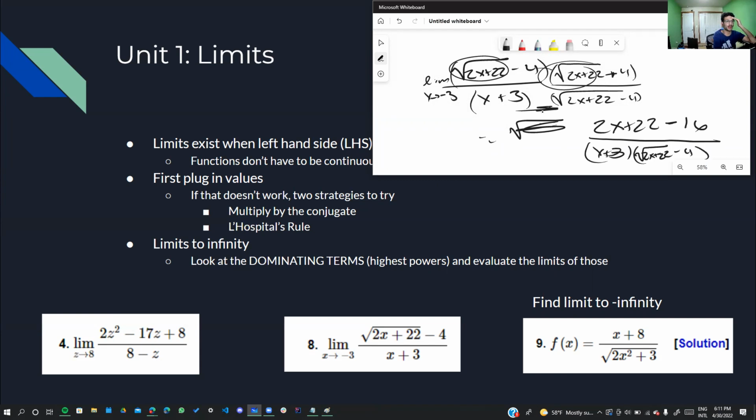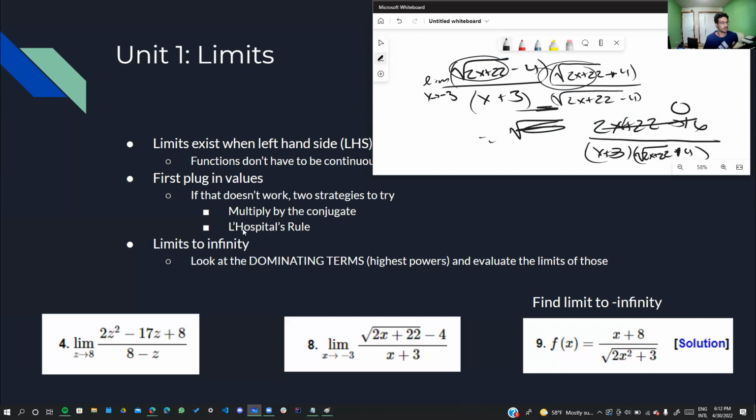And then you can plug in 3 there as well. So what is that? That would be 0, right? Oh wait, you have to be multiplying by 4 there. No, but you get the idea. The idea is that you have to be multiplying by the conjugate. I don't want to waste too much time on that, but that's just one idea.